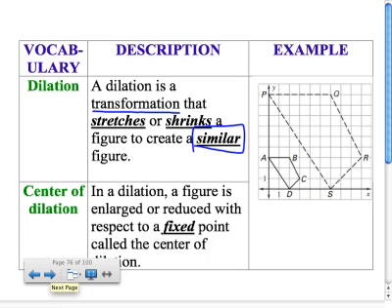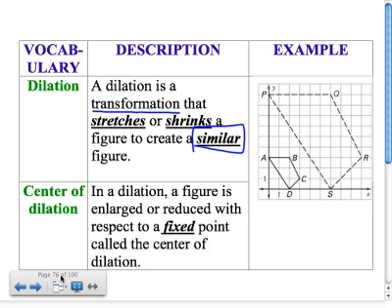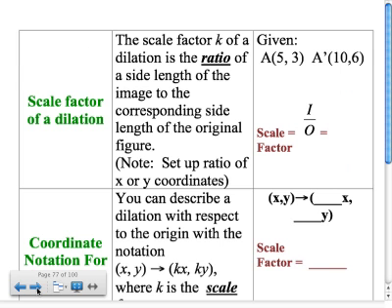In a dilation, a figure is enlarged or reduced with respect to a fixed point called the center of dilation. Okay, and we're going to use the origin as far as we're concerned. So the scale factor of a dilation, we use the letter k to represent scale factor, is the ratio of a side length of the image to the corresponding side length of the original figure. You could set up the ratio of x or y coordinates; it won't matter. The big thing here, it's always new over old. Okay, so it's the image over the original.